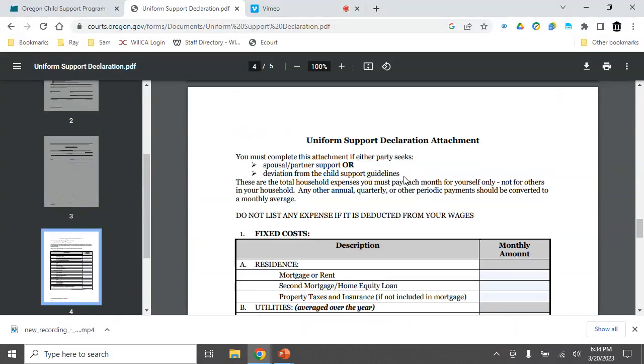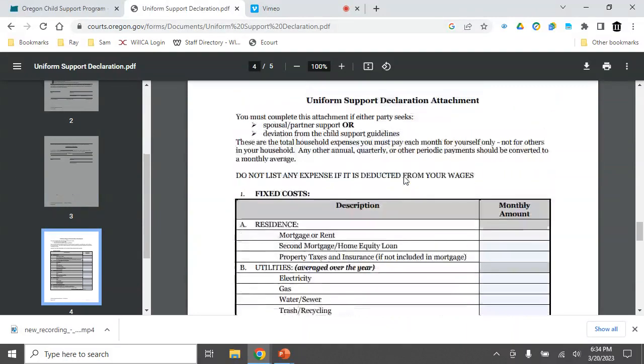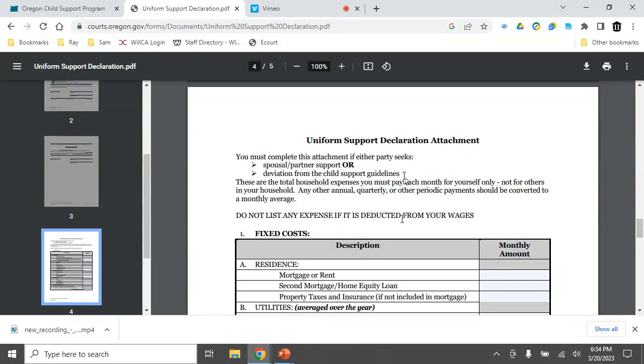Now, pages 4 and 5 of this document, they don't always need to be filled out. The only time pages 4 and 5 need to be filled out is if you're doing a case that involves spousal or partner support, or if somebody in your case is asking for a deviation from the child support guidelines. If that's not happening in your case, you don't need to fill out pages 4 and 5. But if it is happening in your case, then you need to fill out these pages.